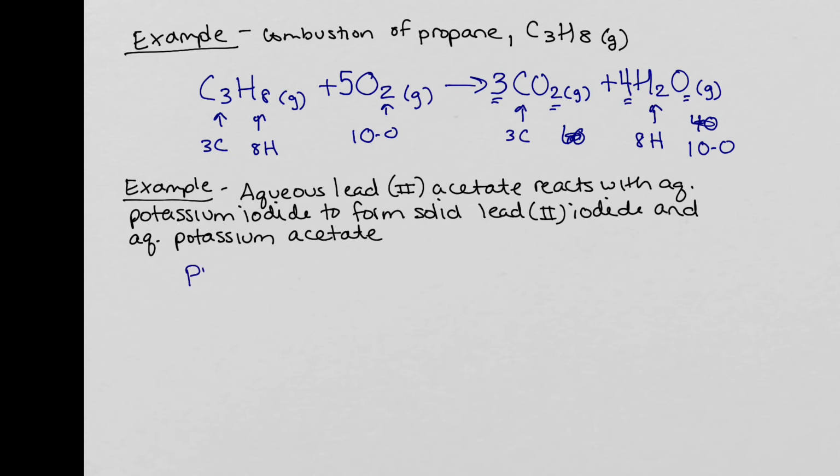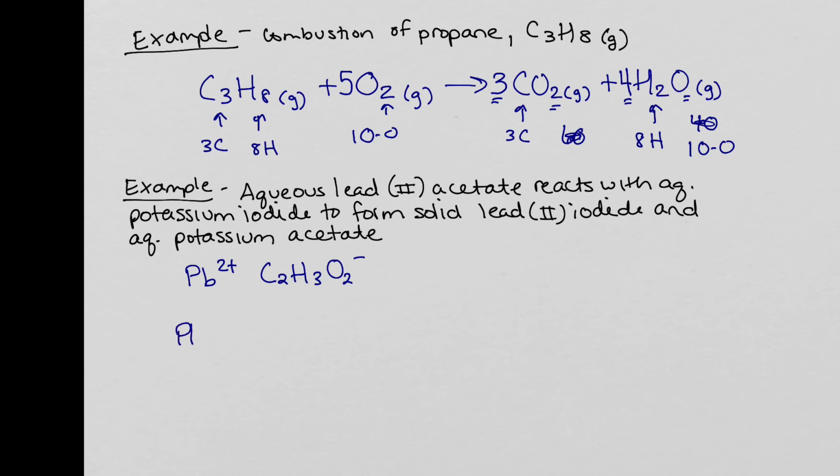So lead 2 tells me that this is lead with a 2+ charge. Now I might not remember what acetate is, but I can go to my table of polyatomic ions and look up acetate. This is C2H3O2, and the whole thing has a 1- charge. So lead acetate, if I put that together and make a compound, I would need 2 acetates for every 1 lead so that my charges would balance.